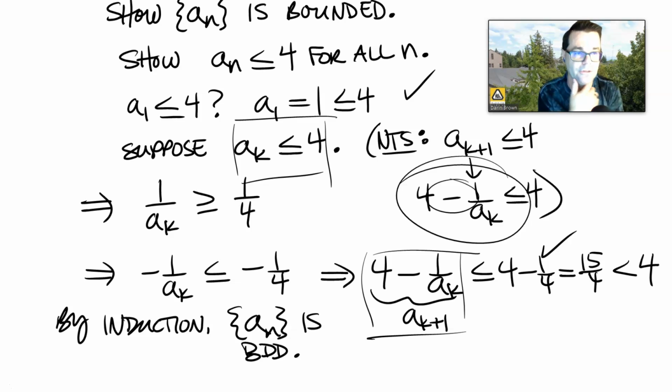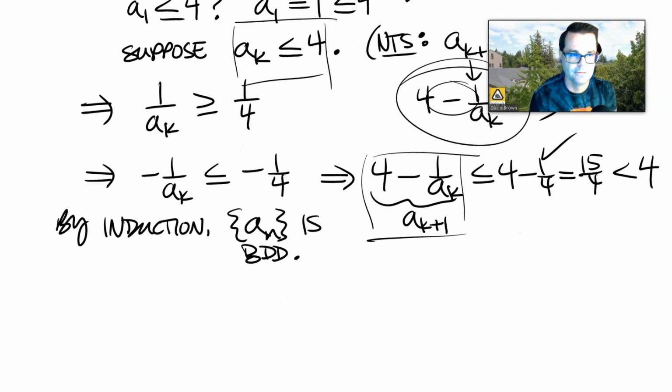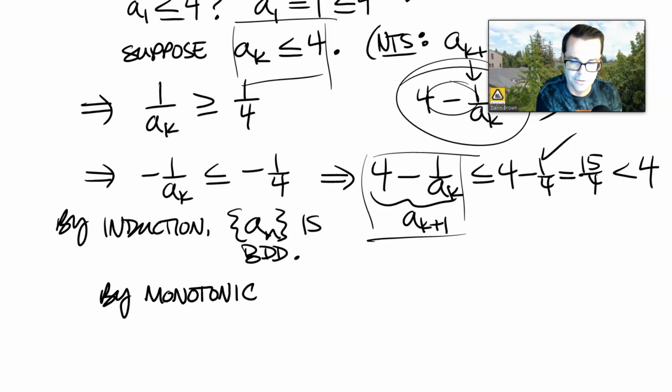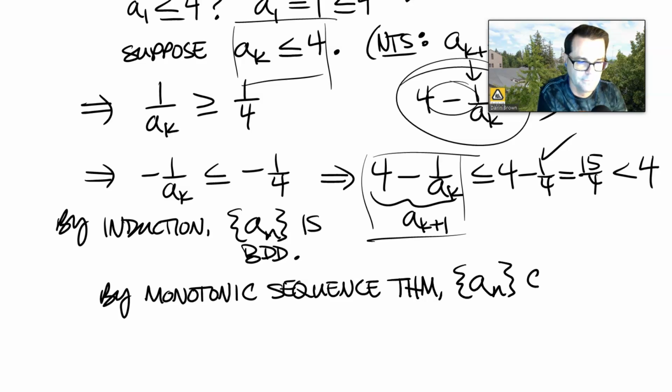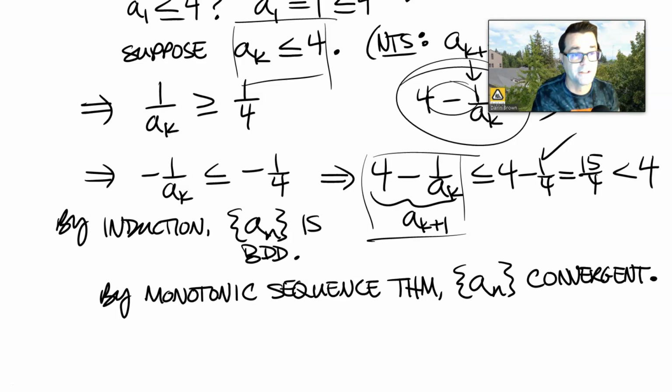Okay, so now we get to use the monotonic sequence theorem, which we talked about, because we have an increasing bounded sequence. So by the monotonic sequence theorem, we know that it's convergent. Okay, so we know it converges. What's the limit? What does it converge to?